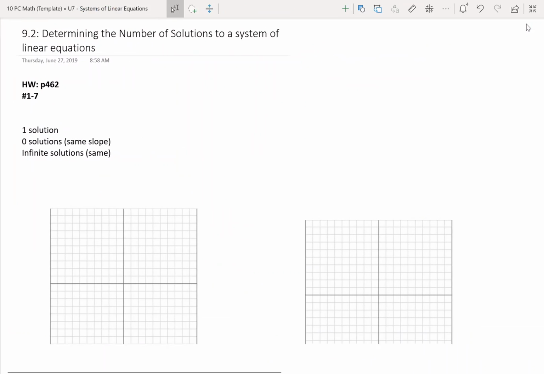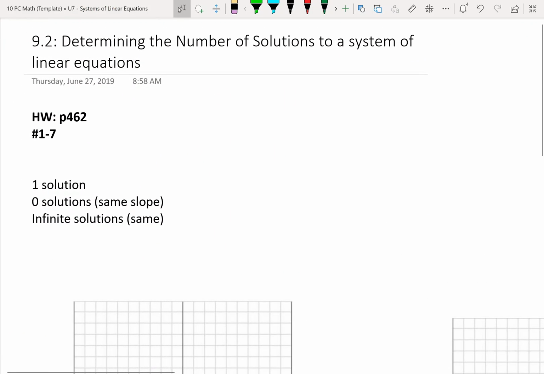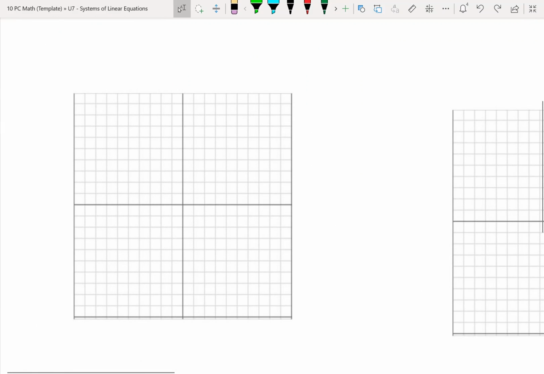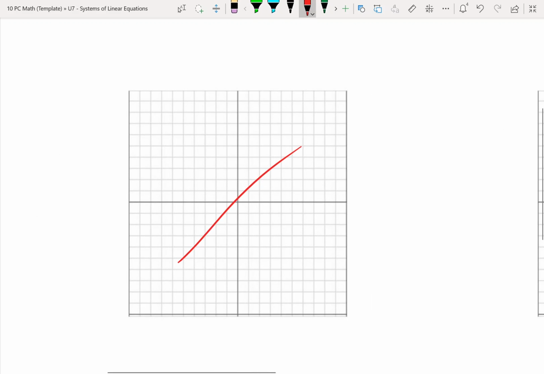All right. So the next step we need to know for systems is to figure out the number of solutions. So how many solutions, how many points of intersection are there in a system of linear equations? This sounds really obvious because a lot of you are going to think, well, if I draw two lines on a graph, there's going to be one intersection, right? That is one possible answer.